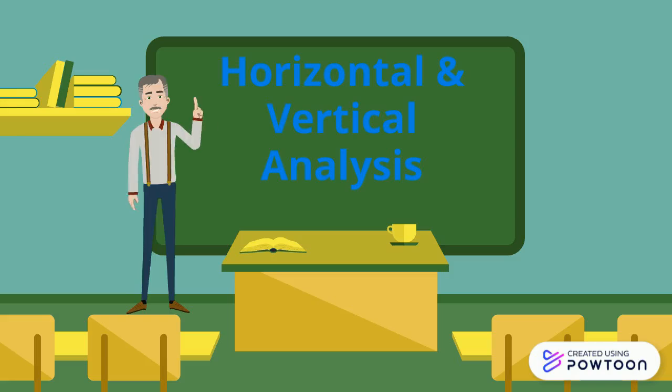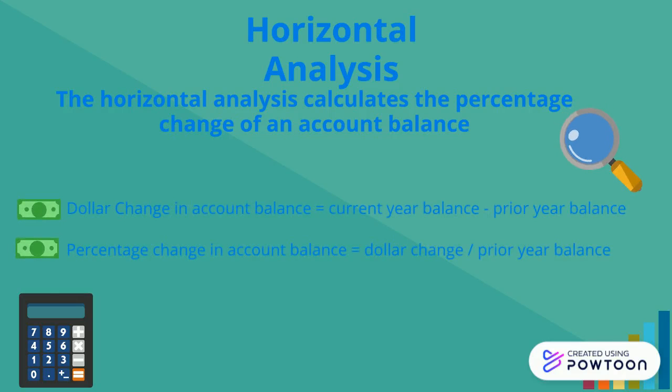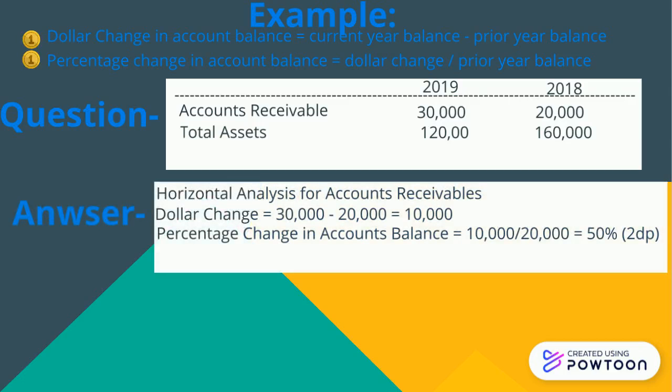One way we can analyze accounts receivables is through horizontal and vertical analysis. The horizontal analysis calculates the percentage change of an account balance. It is measured by having the dollar change over prior year balance. To calculate the percentage change, you take the dollar change of $10,000 and divide the prior year balance of $20,000, then you should get an increase of 50%. This demonstrates that the business is not obtaining all the cash, as money is still owed to them.